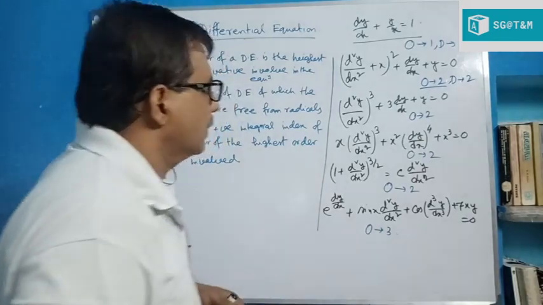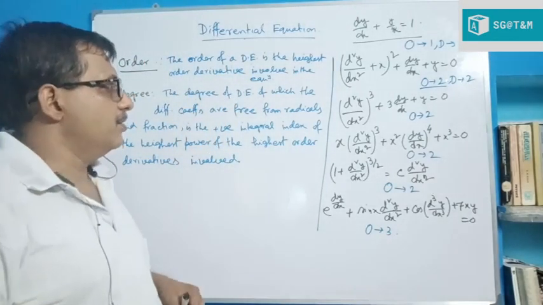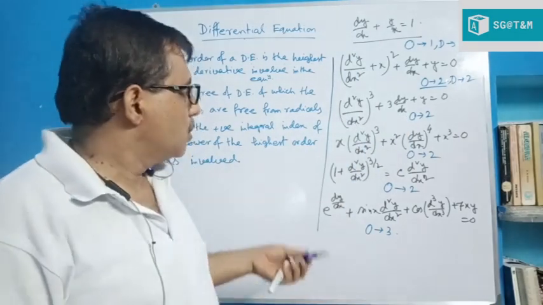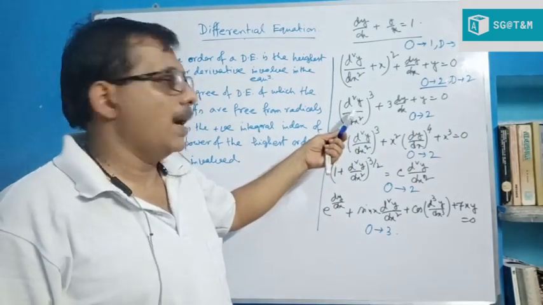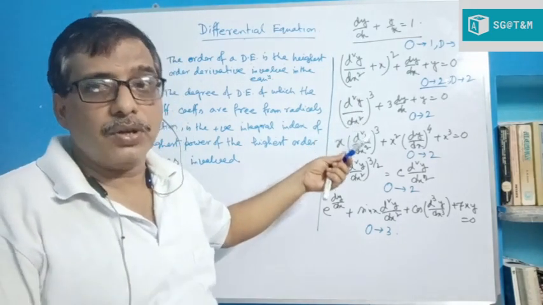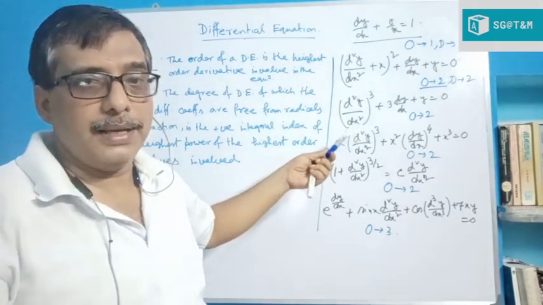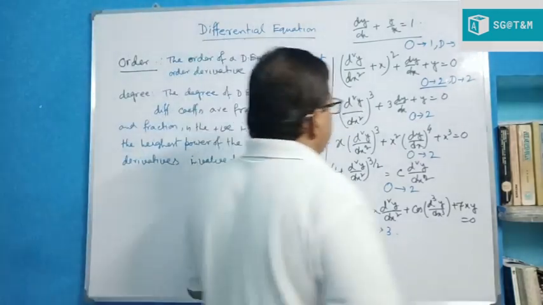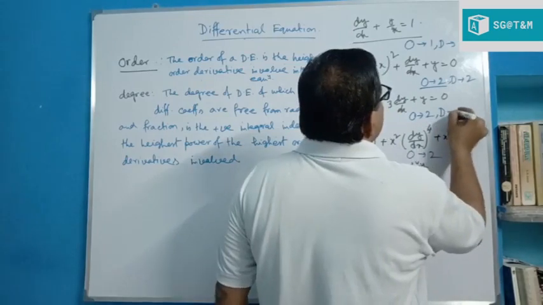Third one: (d2y/dx3) whole cube plus 3 dy/dx plus y. In this case, the highest power of the highest order derivative is 3. So the degree of this differential equation is 3.